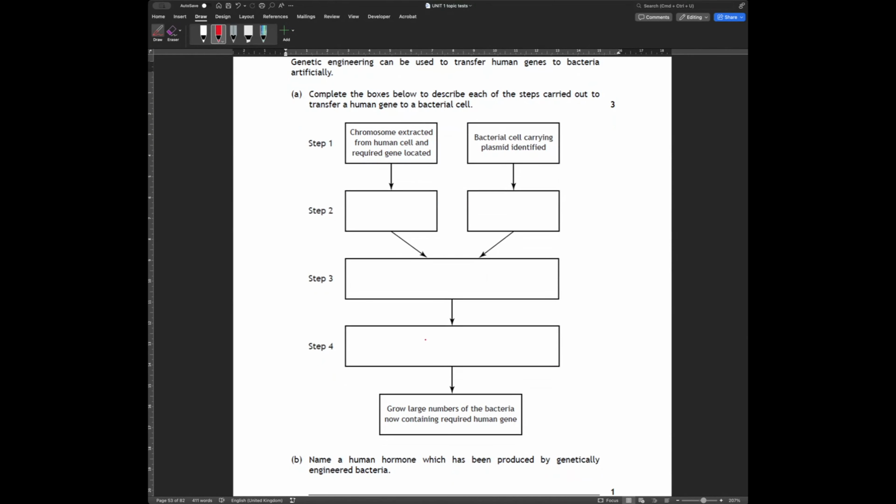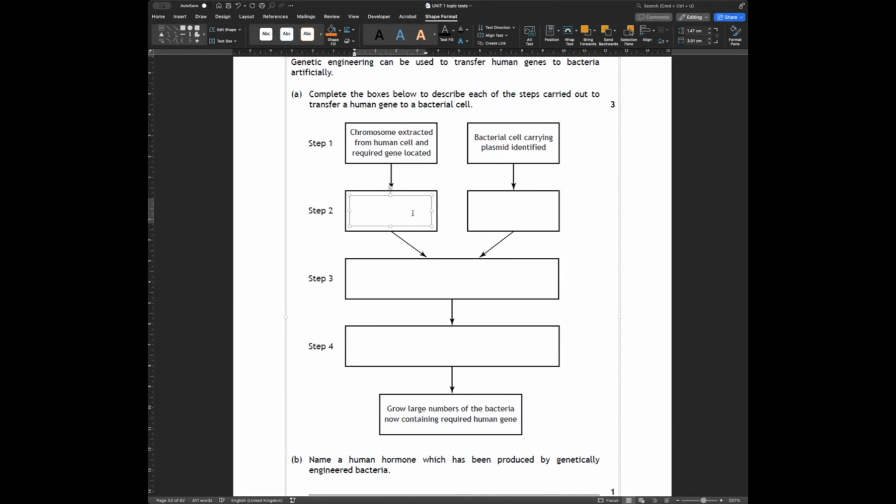Question 2 is very similar to the diagram that we shared again in the PowerPoint. We have to complete the boxes to describe each of the steps carried out to transfer a human gene to a bacterial cell. So for this one, we need to pop our answers into the relevant boxes there. So I'm just going to pop a text box over the top here so that we can type in our answer. Okay, and for this one, for step 2, we have already extracted the chromosome from the human cell and we've located the required gene.